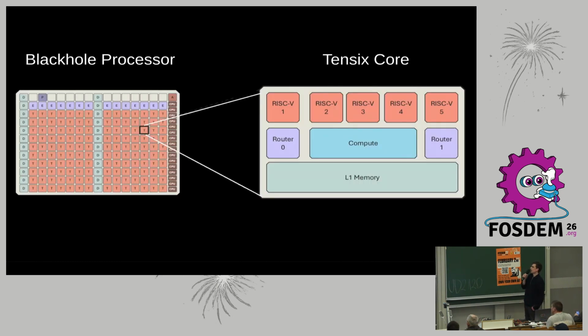Here's the architecture of the Blackhole processor and the Tensix core. The Blackhole processor is basically just a grid of cores. We have Ethernet cores, DRAM cores, a system controller, but where the compute actually happens, that's the Tensix cores. On the right we have the architecture of a Tensix core, with 5 small RISC-V chips that basically control the routers, the data movement and compute engines, and each Tensix core also has, I think on Blackhole, 1.5 megabytes of SRAM.